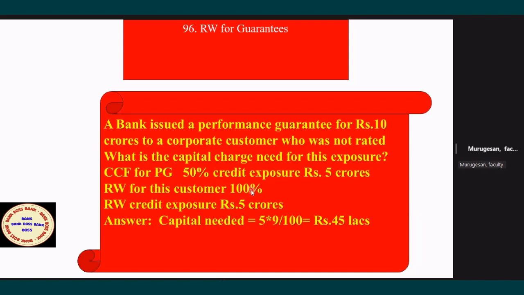But risk weight for an unrated borrower is 100%. So 5 crore, the RWA also 5 crore. Now capital needed will be 5 crore into 9 by 100, 45 lakhs in this example. Note 45 lakhs, 1 mark. Okay.